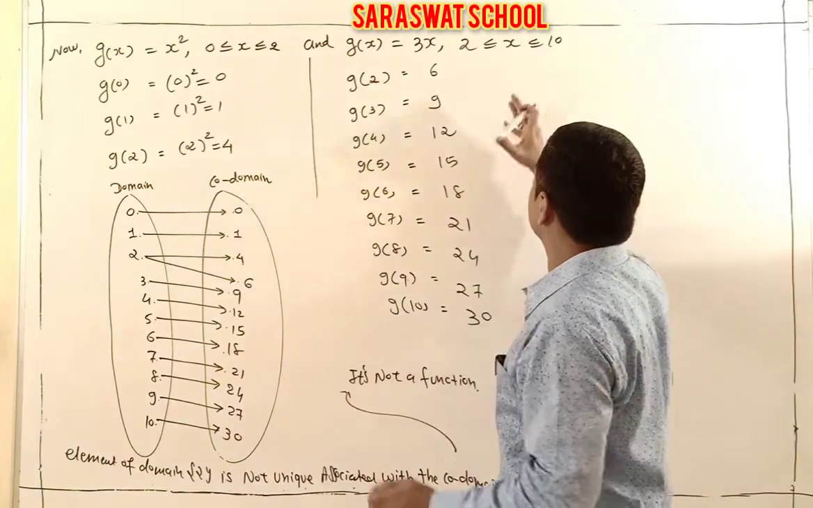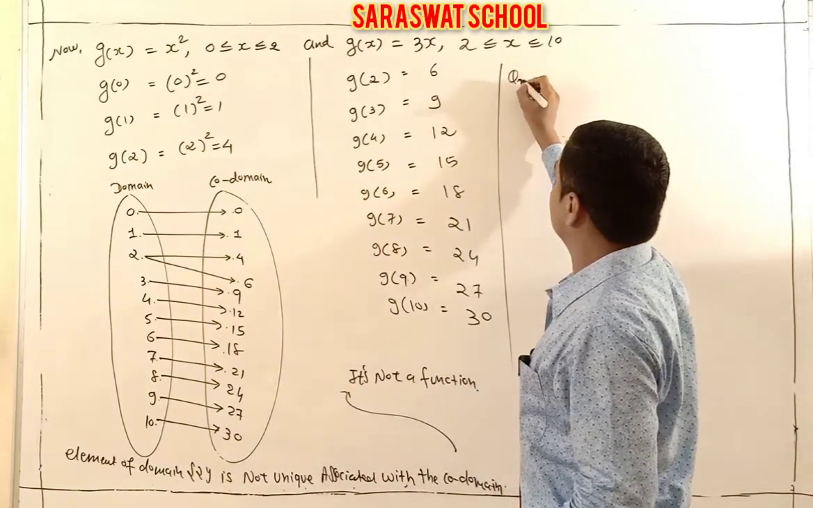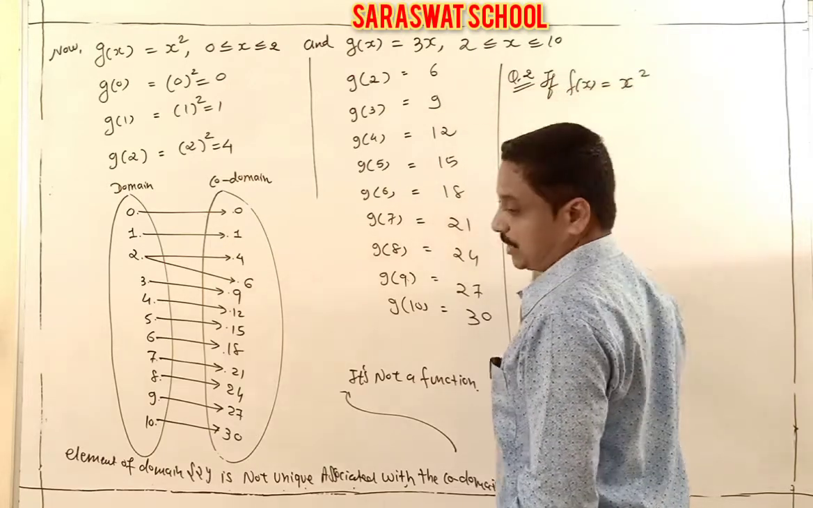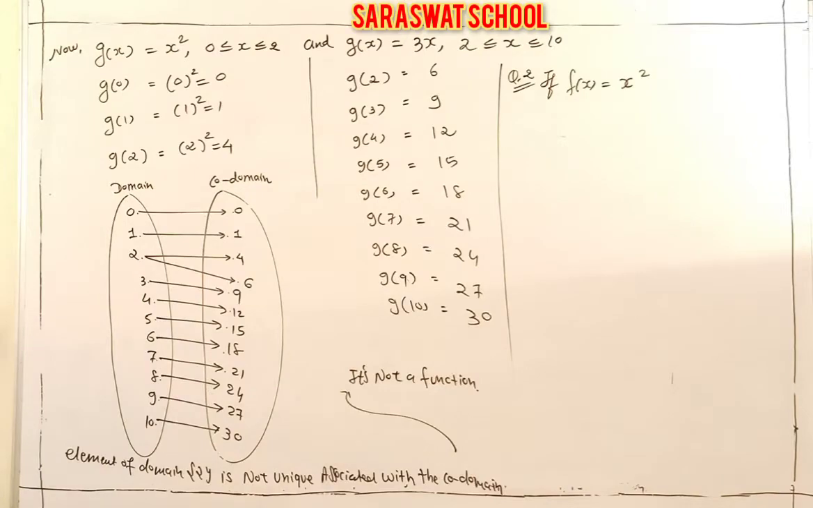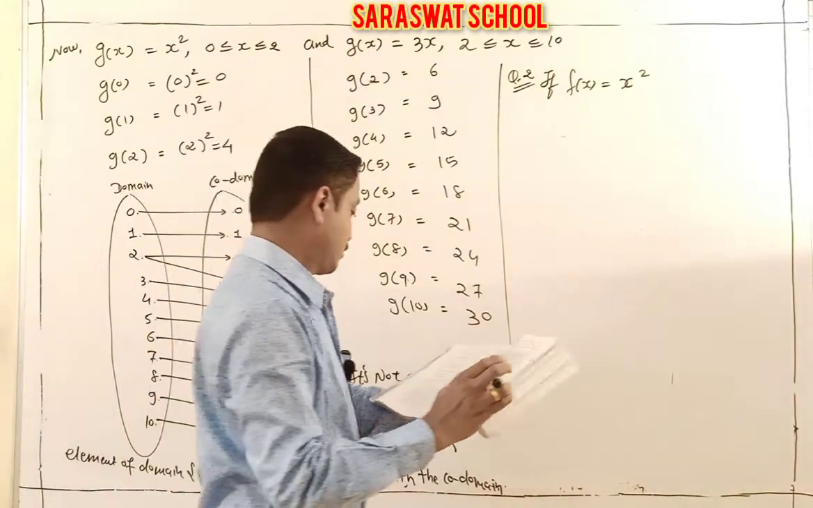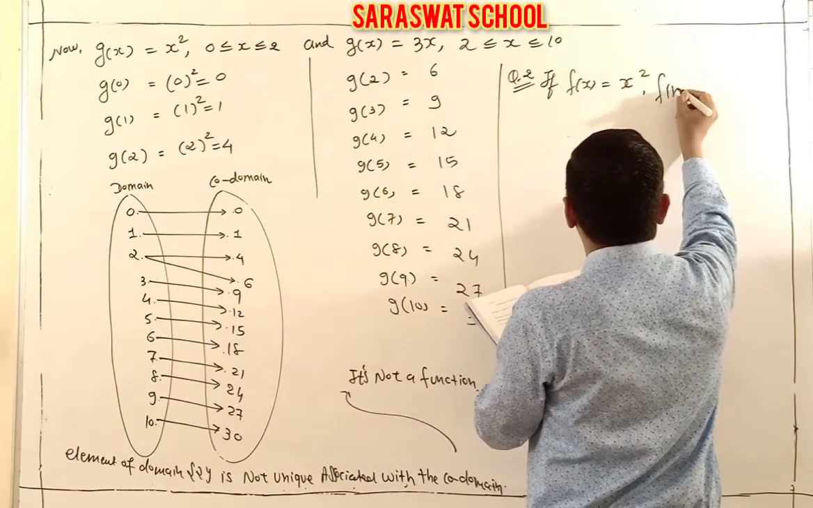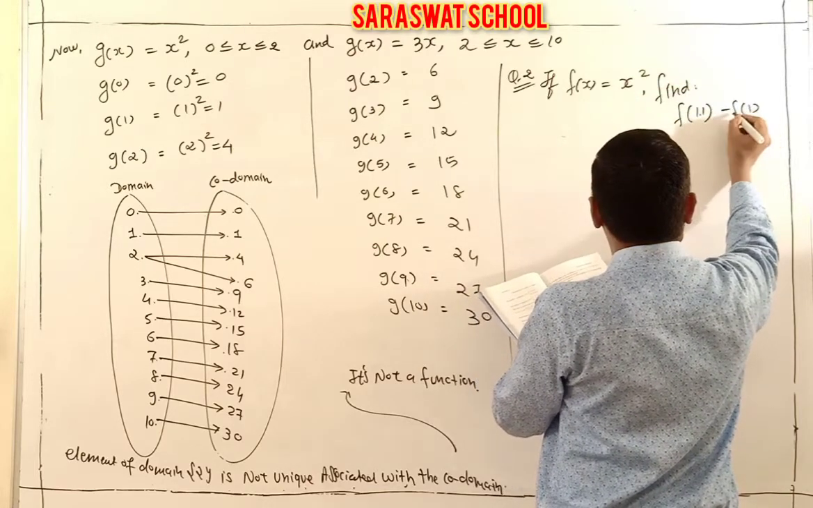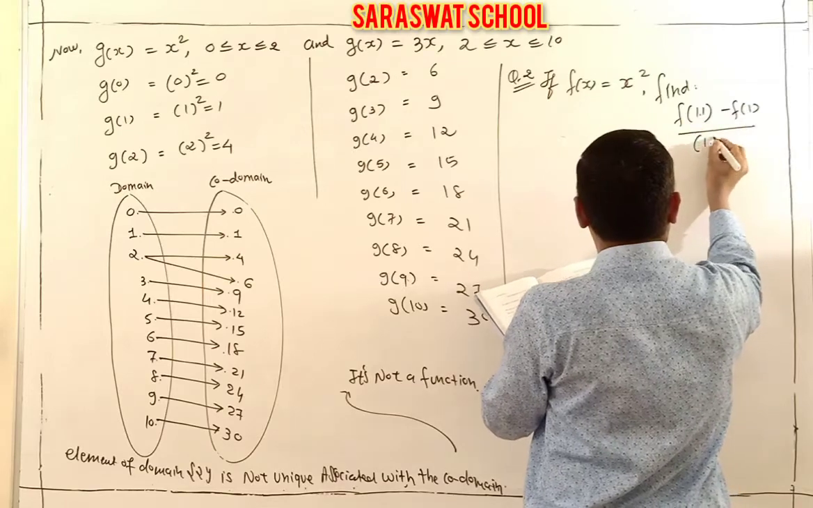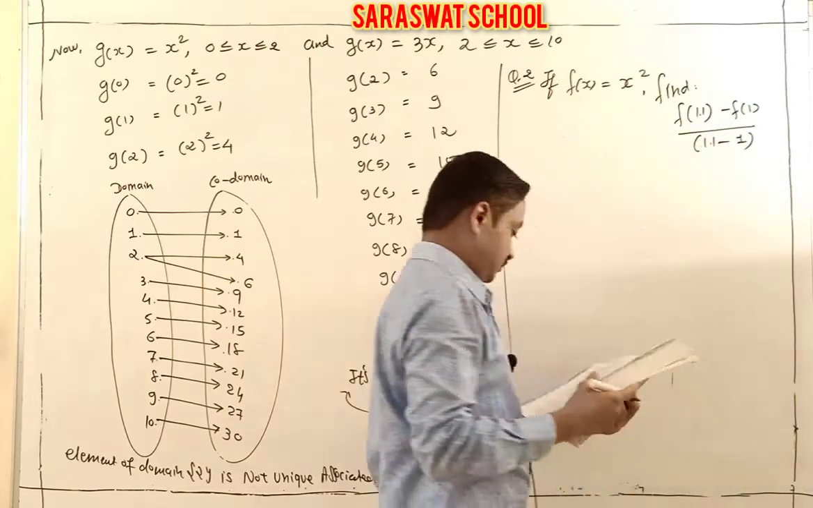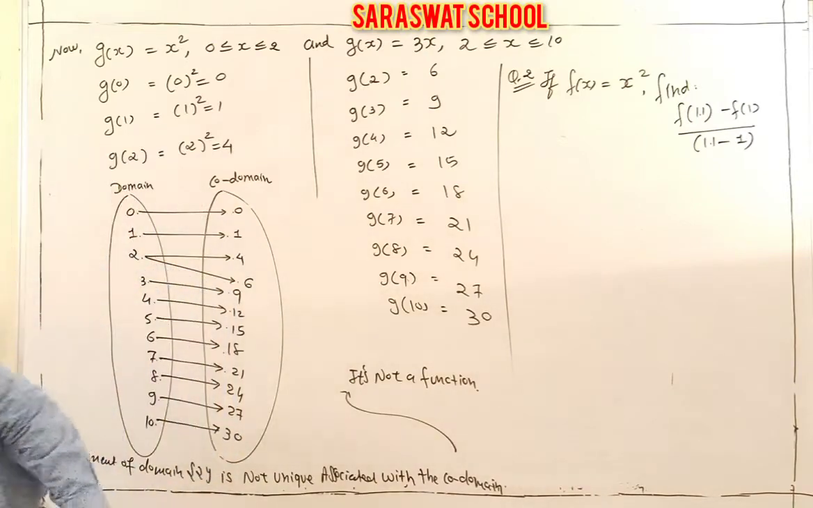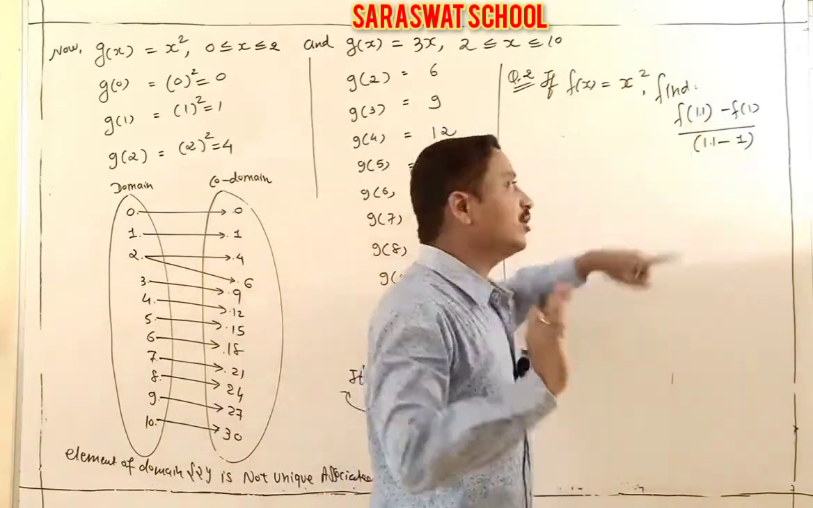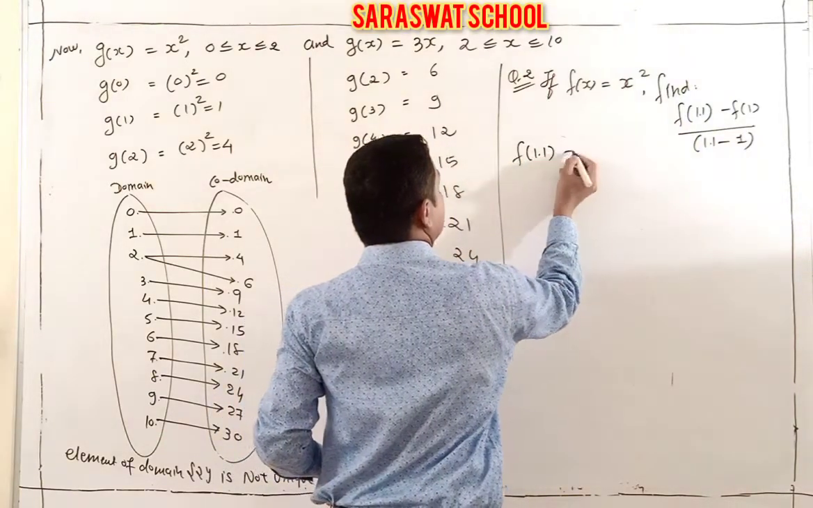Now I go ahead. Question number 2. If f(x) is given in terms of x square, find out f(1.1) minus f(1) upon 1.1 minus 1. So here also same. It's very simple, students. I first derive f(1.1) and f(1). So what is f(1.1)?